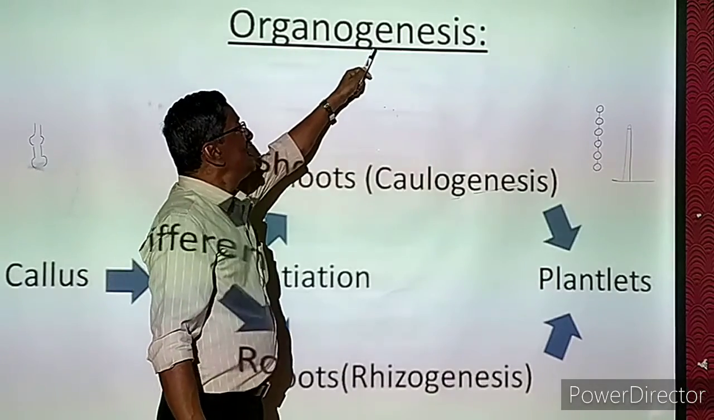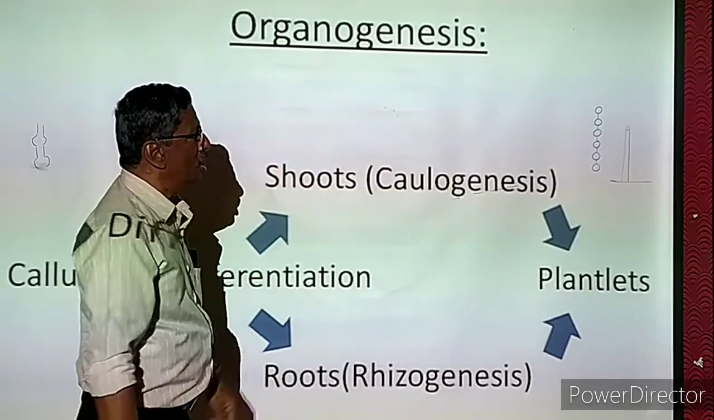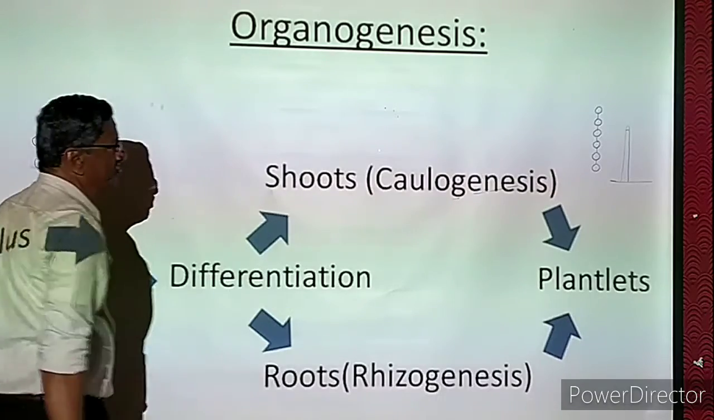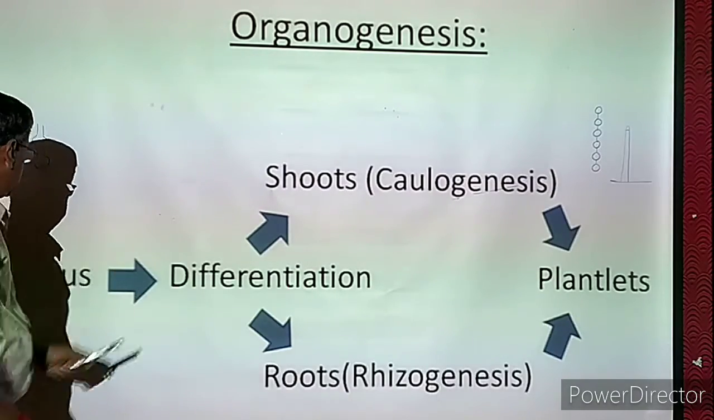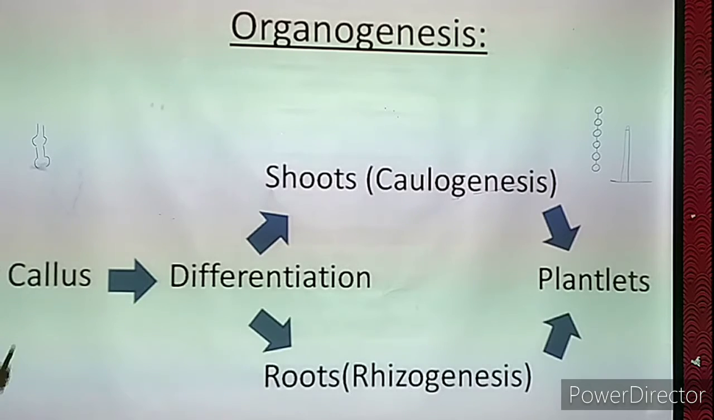Organogenesis. Genesis means formation, organo means organs. Organ formation. Here we are taking the callus. Imagine that the callus is divided into small pieces. One piece of callus we are taking.